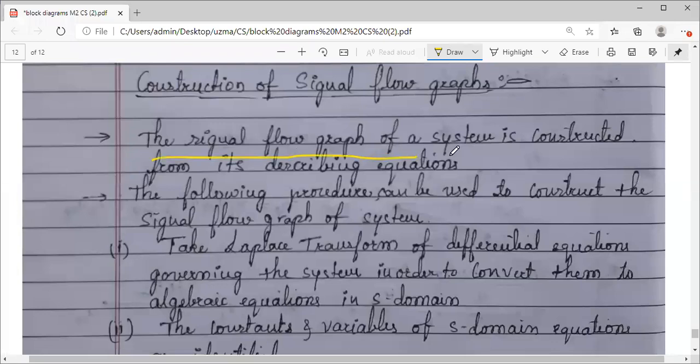The signal flow graph of a system is constructed either from equations, as I told you, or from the block diagram. You can directly draw the signal flow graph from a block diagram, or from some equations you can draw. So this is from the equations I can draw. That is the general statement given. The following procedure can be used to construct the signal flow graph.